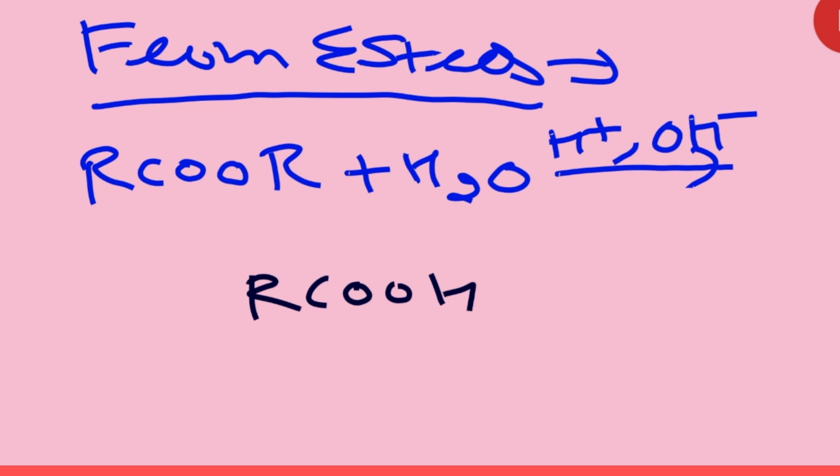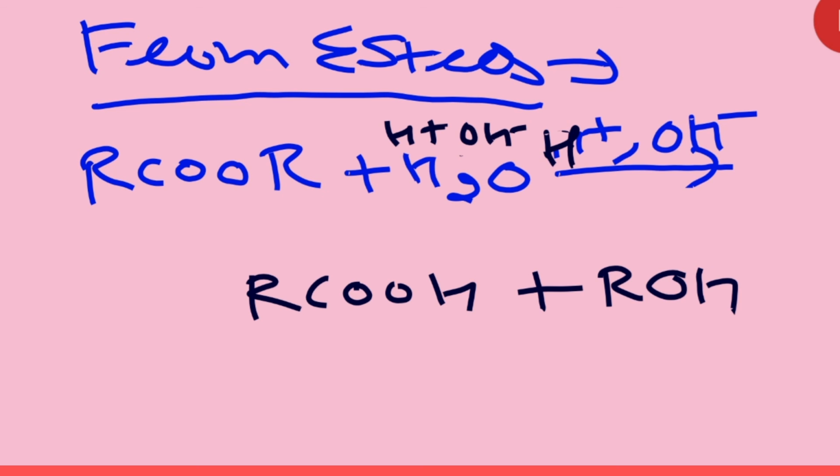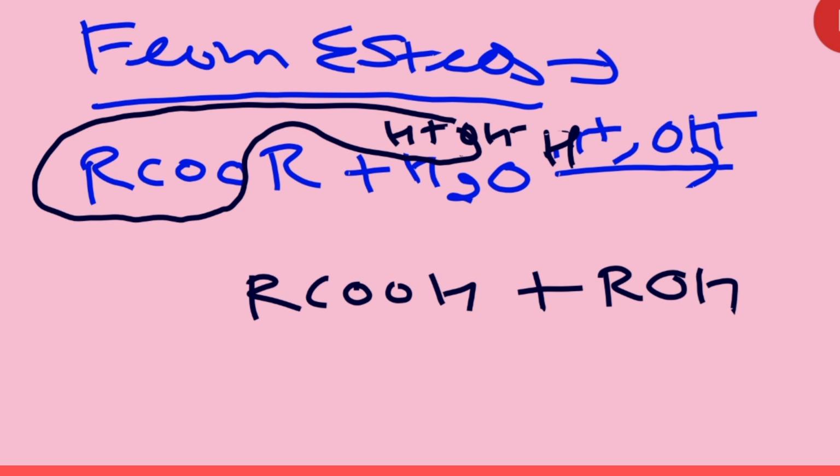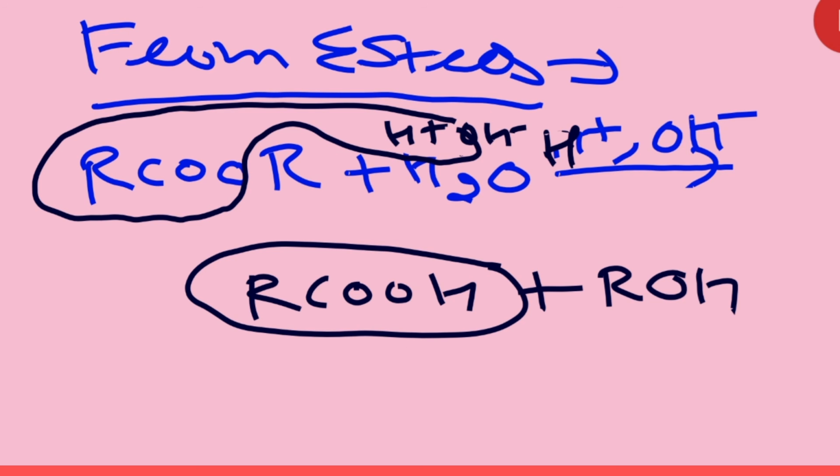RCOOH plus ROH, because again H positive and OH negative. So it is giving RCOOH plus ROH. This one we are going to form over there. This is how we are preparing it from the esters. Is that clear to you, students? This is the preparation of carboxylic acid.